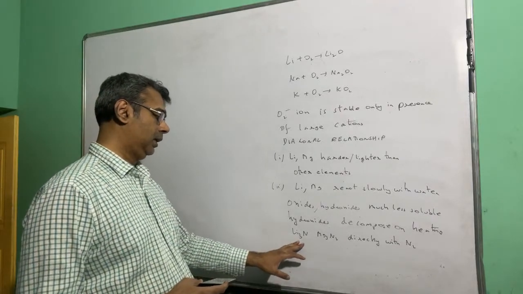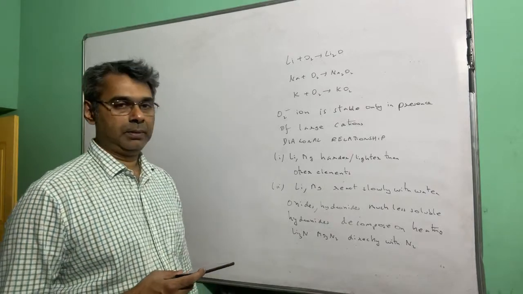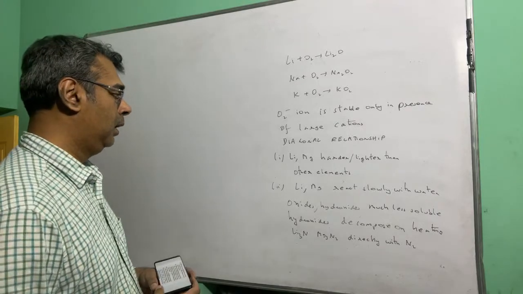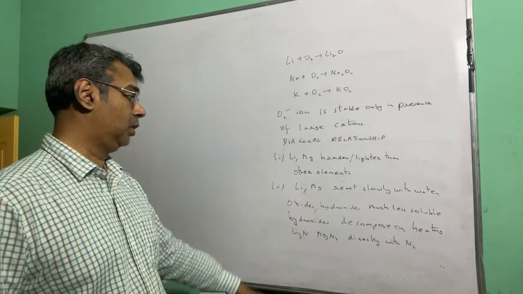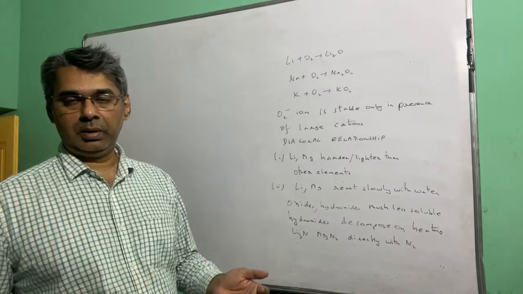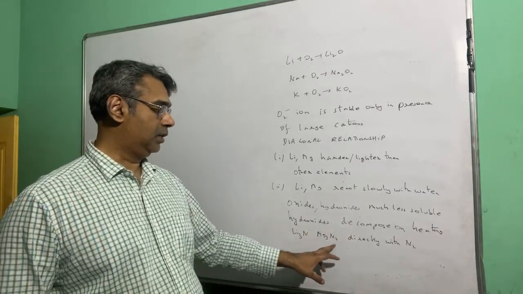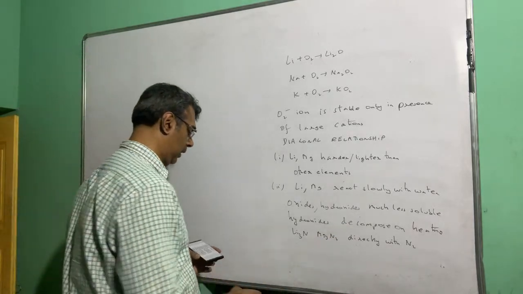And one more thing is that lithium and magnesium nitride, you can get it by direct combination with nitrogen, which doesn't happen with other elements. So as compared to the other elements of group 1 and group 2, they react slowly with water. Their oxides and hydroxides are not so soluble as others, and the hydroxides decompose on heating. And these two nitrides, you can get directly by combining with nitrogen.